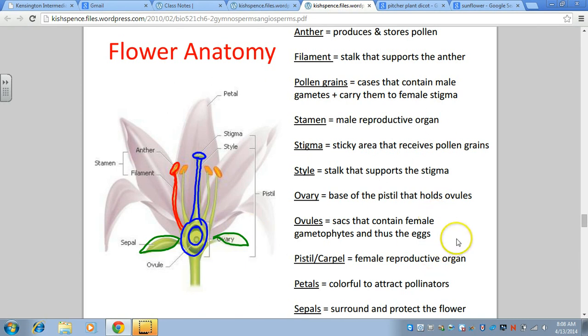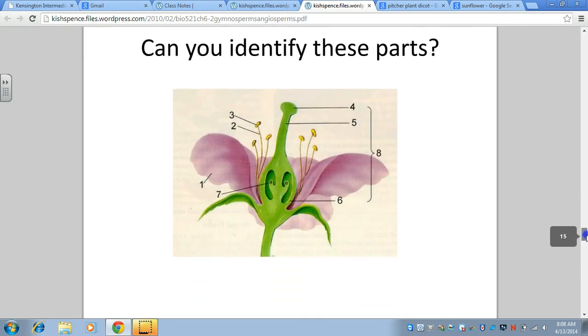So you should know the parts and what their jobs are. And you have a sheet that you should be able to label now with all the different parts. I'm not going to go over them right now, but we'll go over them in class.